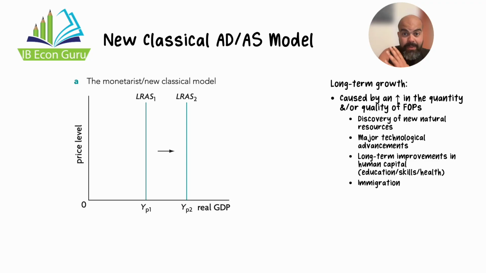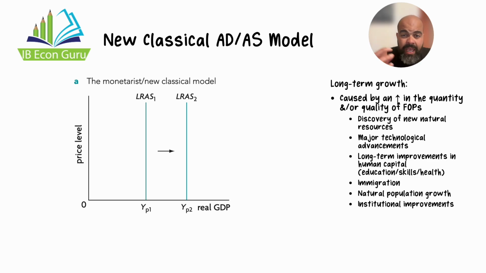Immigration. Okay, people coming into the country will expand the size of the country's labor force. This will increase the quantity of labor, right? Which will also increase the productive capacity. Natural population growth, again, as the population grows naturally, the size of the labor force will grow naturally, so the quantity of labor will grow naturally.